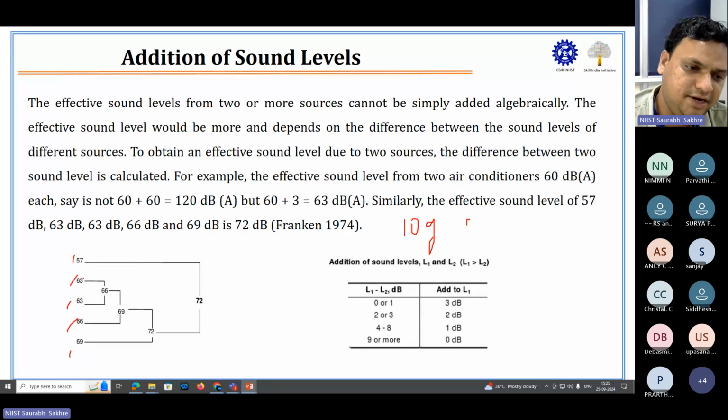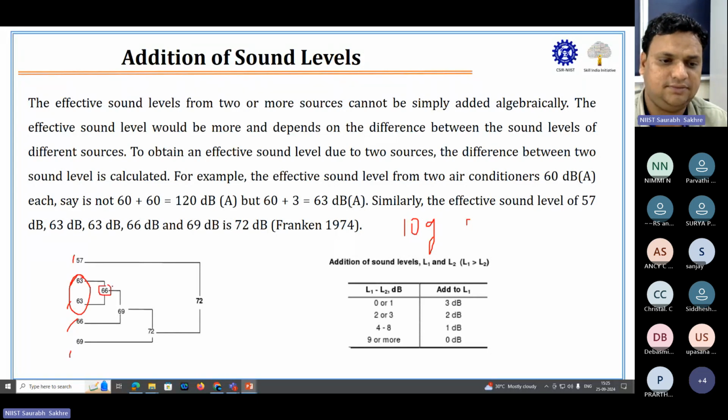So when I'm adding these two sources of 63 and 63, the resultant will not be 126. It will be 66 decibels. Okay. And if I'm adding this 66 and 66 decibel of noise, the resultant will be 69 because most of it will be cancelled out.